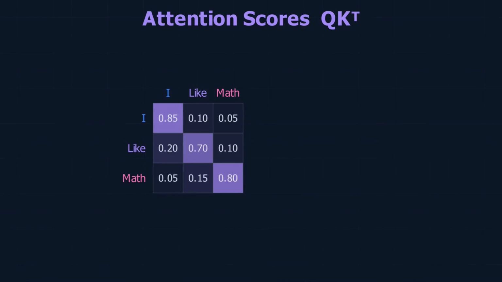And the dot product of query and key measures how similar or relevant two words are, which is then used to decide the attention score. Here in the given matrix, each row represents a query vector for each token and each column represents the key vector for each token. The values in the matrix are the attention scores. The higher the attention score, the more influence a token has on another token. Let's have a look at the first row. The contextual embedding of I is mostly influenced by I itself, then by the token like, and lastly the token math. We can take the same intuition for other rows as well.